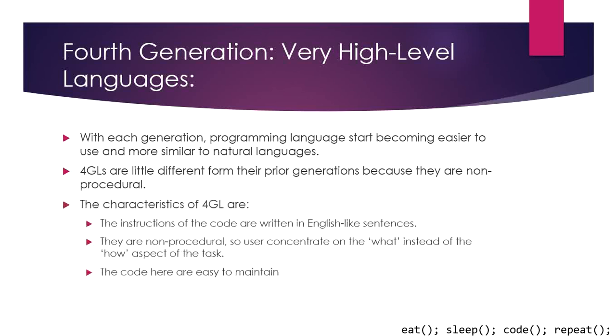What are the important characteristics of fourth generation languages? The instructions of the code are written in English-like sentences. You can take an example of Python. They are non-procedural, so the user concentrates on what instead of how aspect of the task. We talk about what we want to do instead of how we are going to do it, because we know how it is done. When we talk about assembly language, we need to understand how we are going to do this, but in Python it is easy, you just say what you want to do. And the code is easy to maintain and stuff like that.